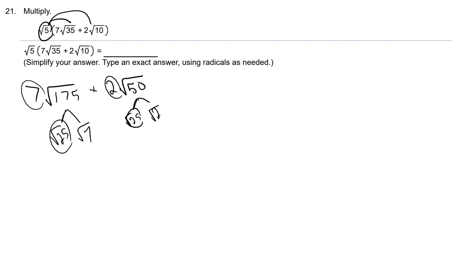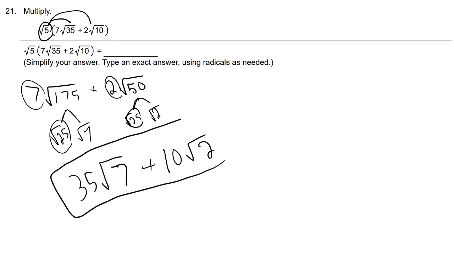So we end up with 5 times 7 is 35. The square root of 7 stays on the inside, plus 5 times 2 is 10, and we're left with that square root of 2. From here, we cannot add these together. We can't, because one's a square root of 7, one's a square root of 2. We can't make them the same, so we're going to leave it just like that.